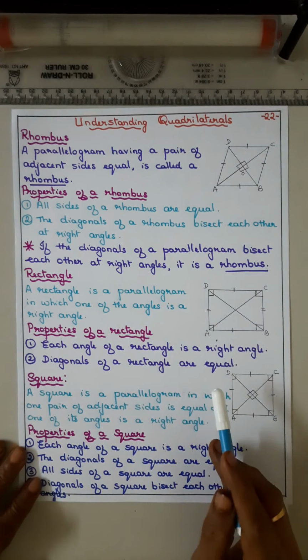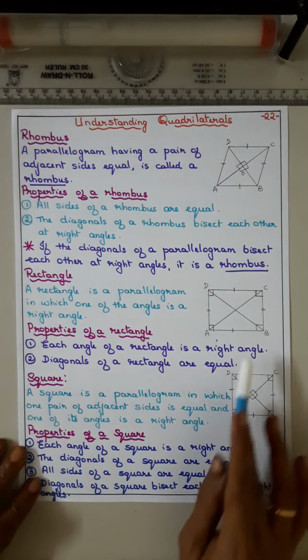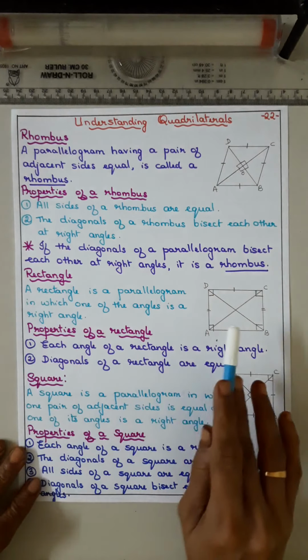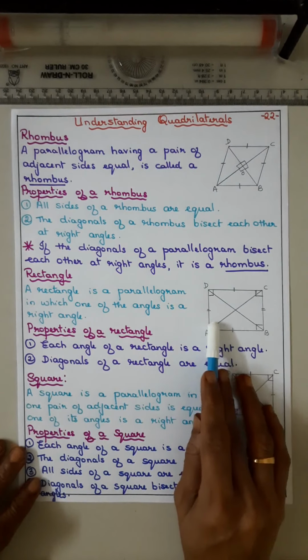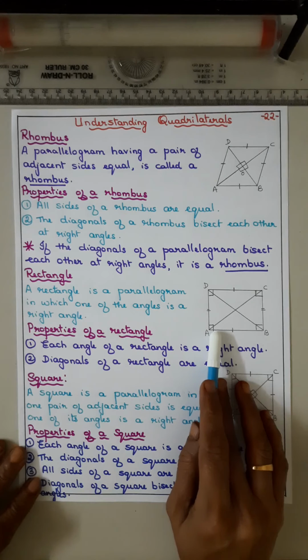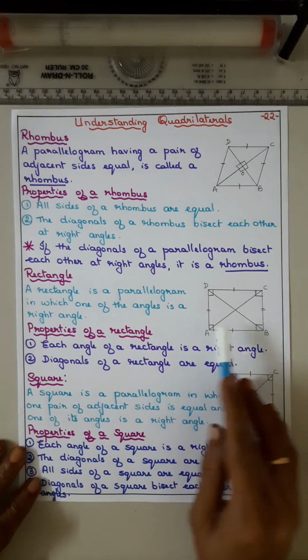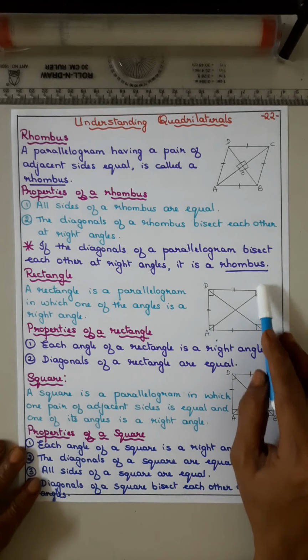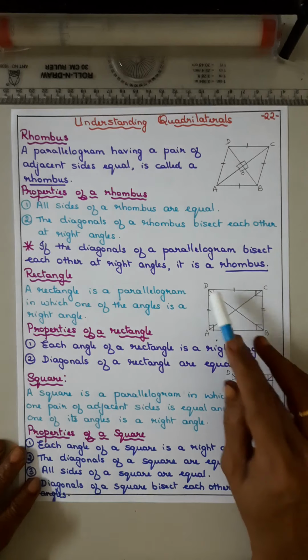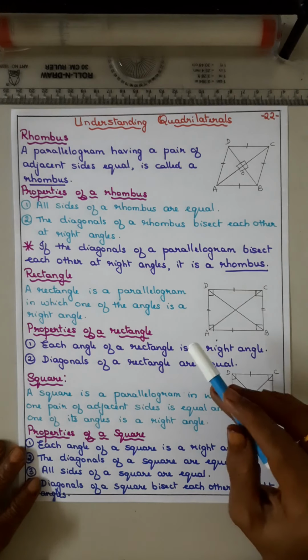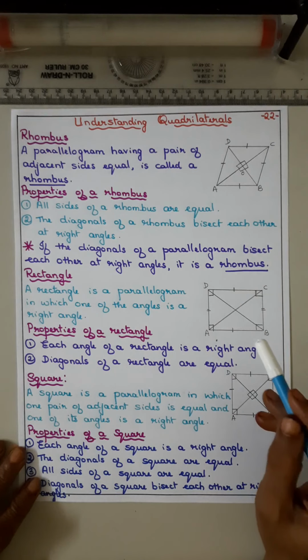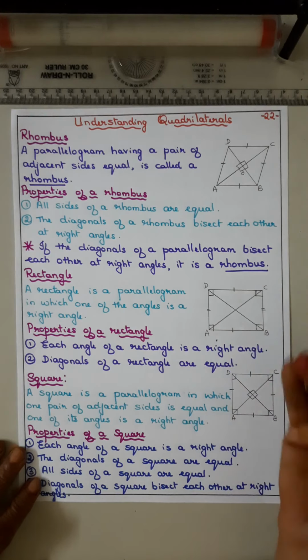Now coming to the rectangle. What is a rectangle? This is a rectangle. A rectangle is also a parallelogram in which one of the angles is a right angle. So one corner angle is 90. If this is 90, the opposite also will be 90. So 90 and 90 is 180, here also it will be equal. So all the angles should be 90. According to the definition, one angle is 90, but it is understood all the corner angles are 90.